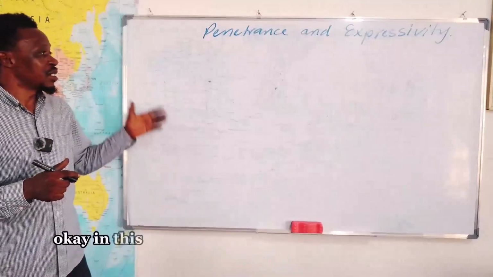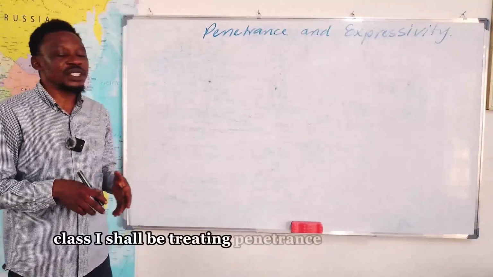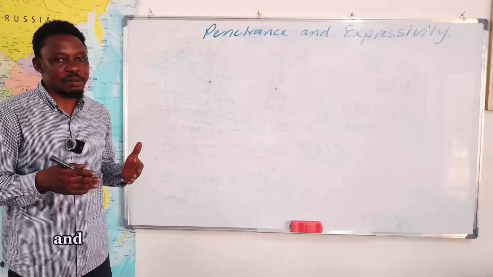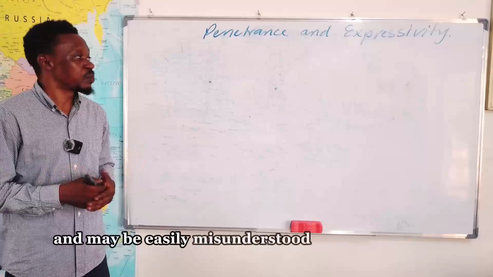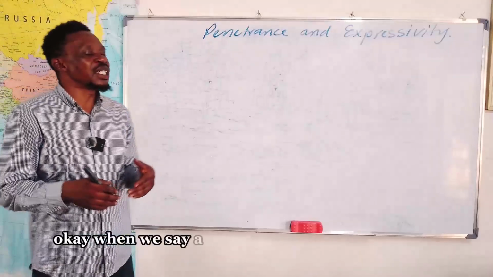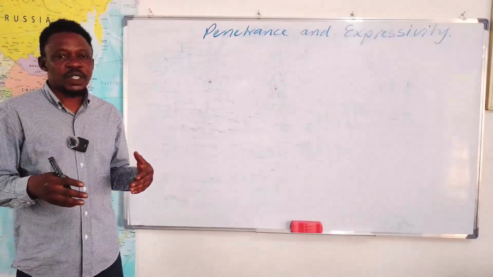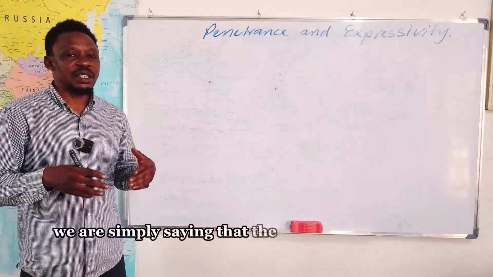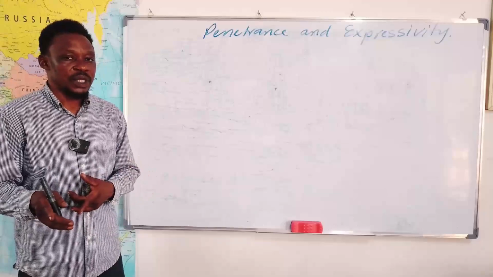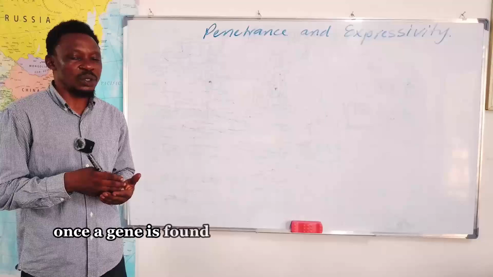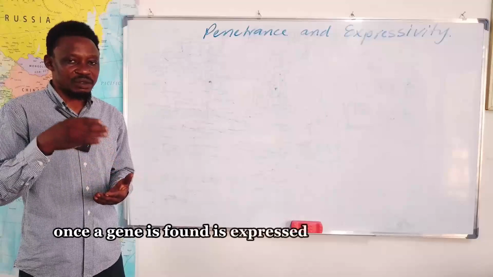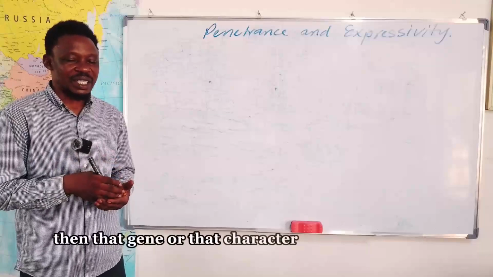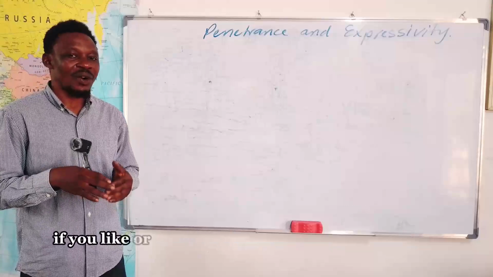Okay. In this class, I shall be treating penetrance and expressivity, two genetic concepts that are closely related and may be easily misunderstood. When we say a gene is penetrant or a character is penetrant, we are simply saying that the character has been expressed. Once a gene is expressed phenotypically in a population, then that gene or that character has penetrated, if you like, or is penetrant.